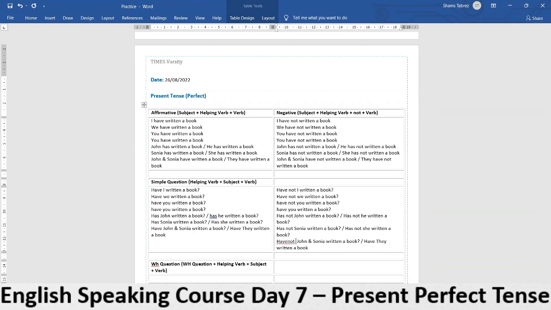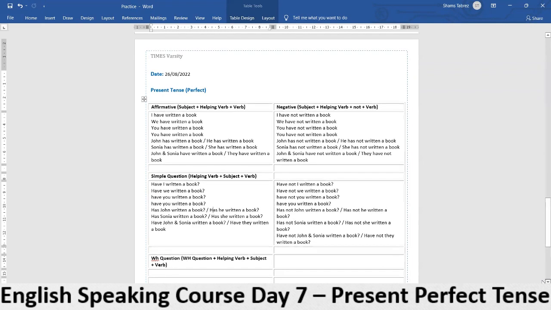Have not John and Sonia written a book? Or another, have not they, it should be small, they written a book. And here, make sure we put a question mark and it should be capital. So this is how we need to take care of where it should be a capital letter, which punctuation mark is applicable, right? All that we need to make sure. So this also should be capital. Has he written a book? Perfect. Okay. So this is about the simple question.